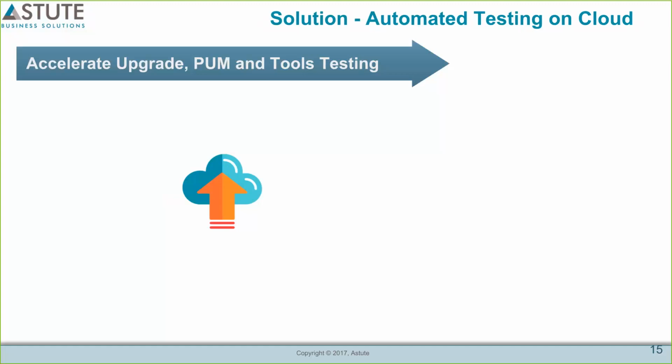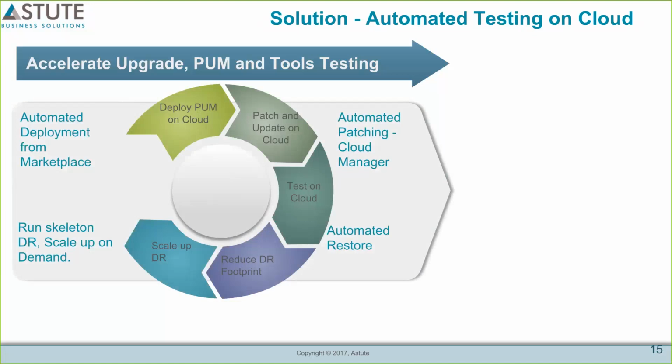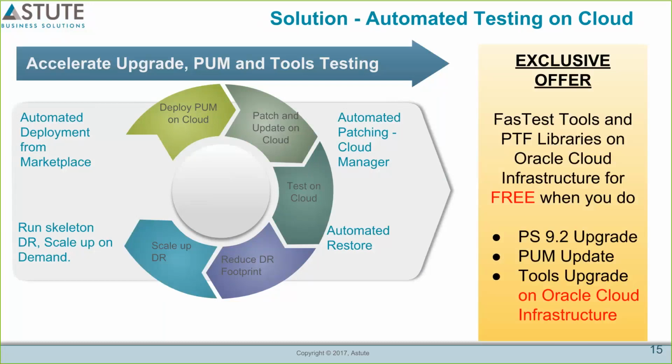But the testing burden does not go away, does it? Every time you do something to PeopleSoft or EBS or JDE, you still have to test it. So our solution is: deploy the latest image on cloud, apply your patch or fix, or it can be an enhancement project, it can be a new module rollout. Test it right there on cloud using automated testing, and then take advantage of all the tools and capabilities that are available.